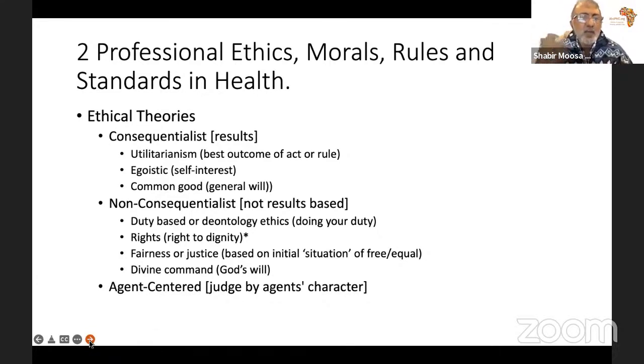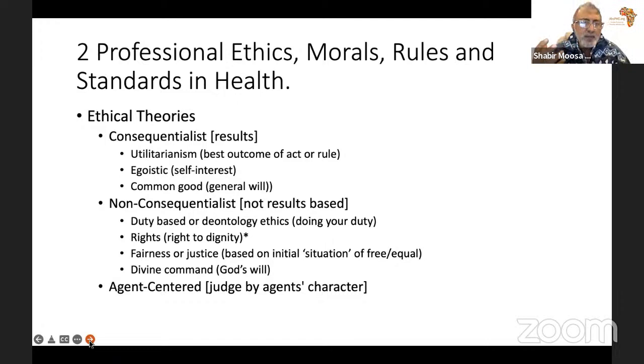And that's consequences. Is the result a correct one? Then the others, theories, are not based on the consequence. It doesn't matter what the results are. It's about other ideas that we need to keep in mind, which people use in our average thinking about right and wrong. And those are theories that are non-consequentialist. They're not based on the outcome. They're based on a premise that we feel, no, that's the right thing to go about judging something or someone.